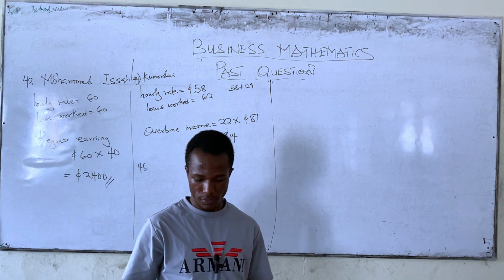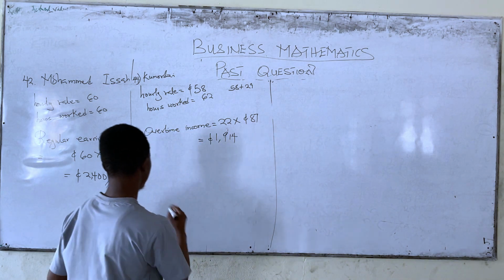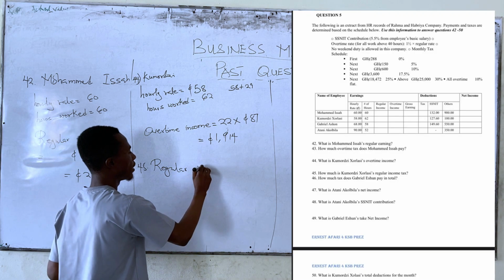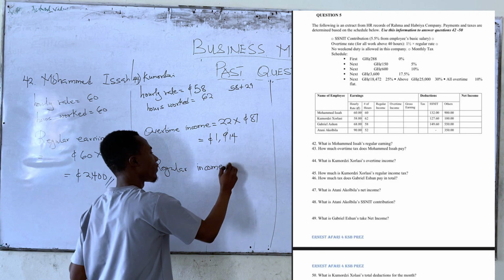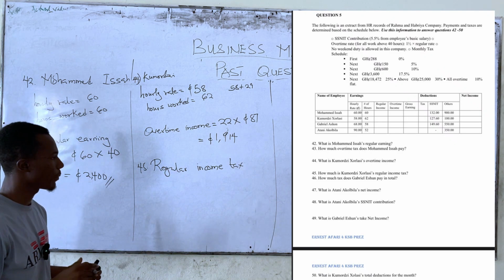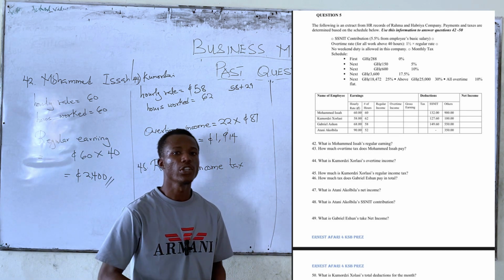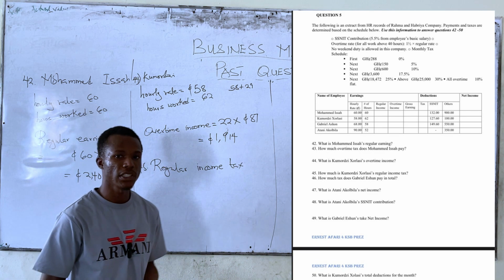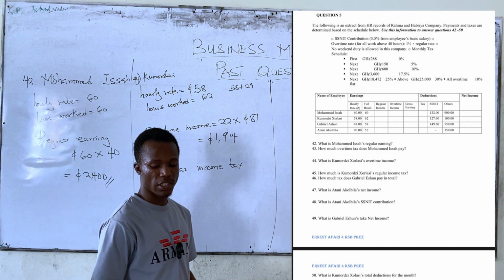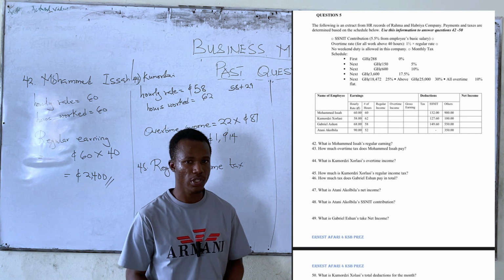How much is the regular income tax? The regular income tax is what we are going to calculate. Before you calculate the regular tax, you need to get your taxable income. After getting the taxable income, you use the charts to calculate the regular tax. I hope you get that.